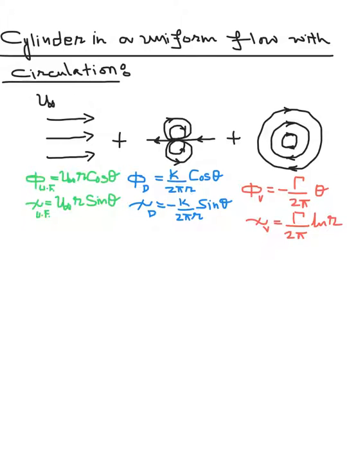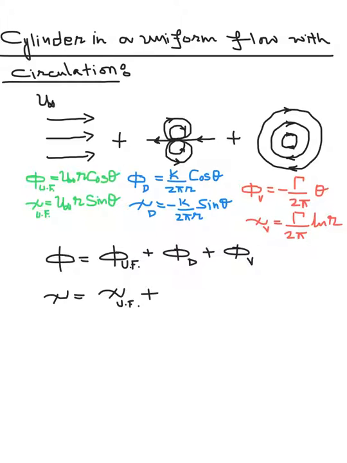Now if I want to obtain the scalar potential function for a cylinder in a uniform flow with circulation, I will add the potential function of my uniform flow with the doublet and with the vortex flow. Similarly, I can obtain the stream function of this flow by adding the uniform flow, the stream function for the doublet, and the stream function for the vortex.